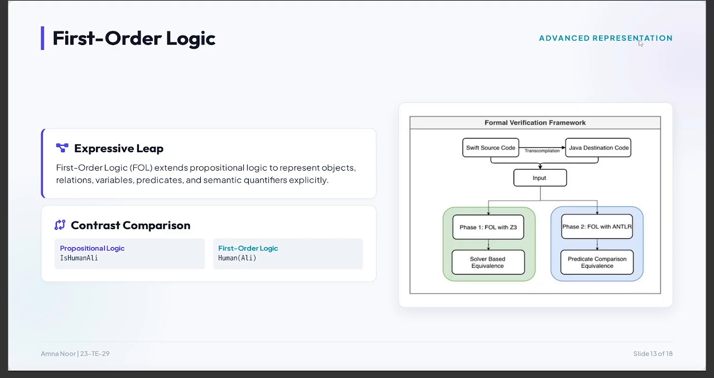Then we have FOL, first order logic. First order logic is more powerful than propositional logic because it includes objects, variables, predicates and relationships. For example, instead of just saying human, we can say human(Ali) to represent a specific person. This makes FOL more expressive and useful for complex systems.